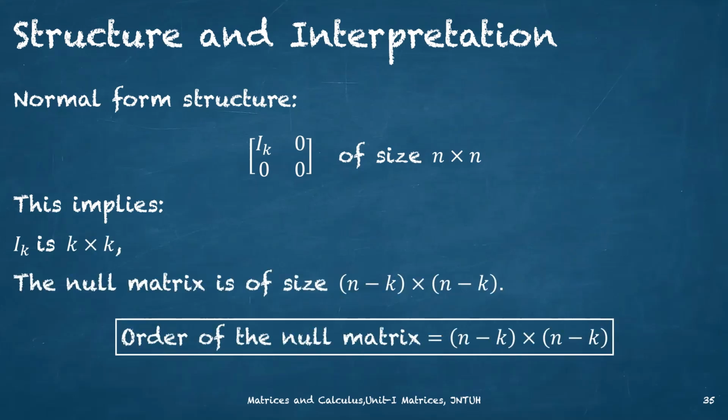Structure and interpretation. Let's understand the structure of the normal form of an n by n matrix. The matrix is written in block form. The top left part is the identity matrix I sub k, and the bottom right part is a null matrix filled with zeros. Since the full matrix is of size n by n, and I sub k is of size k by k, the remaining block, the null matrix, must be of size n minus k by n minus k. So, the order of the null matrix is (n minus k) times (n minus k).